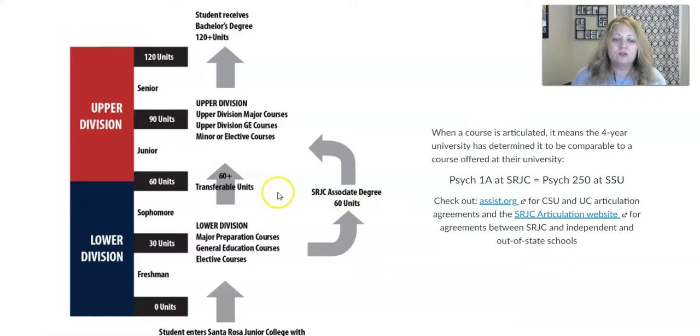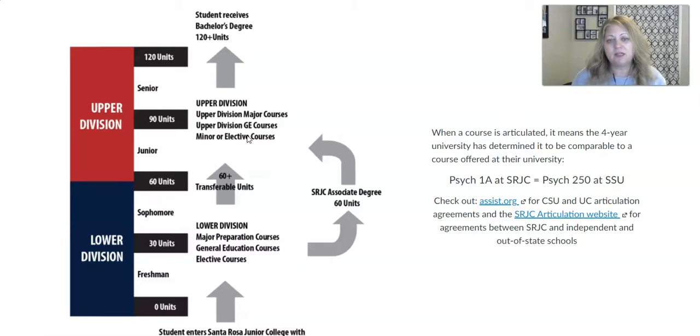So once you transfer and you're at the four-year university, you're mostly working on upper division coursework because hopefully you've gotten all that lower division coursework completed at SRJC. So once you are at the four-year university, your focus is mostly on your major. You have hopefully completed general education with us, and you're not going to be doing as much of that when you transfer. You still have 9 upper division GE units to complete once you transfer.